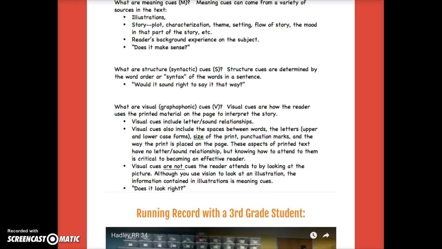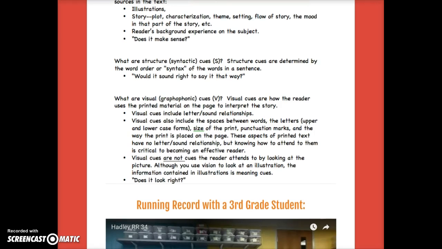And when we're talking about V, that's the visual cues. And visual cues are how the reader uses the printed material to interpret the story. And when we're talking about visual cues, that includes the letter and sound relationships, the spaces between words, the size of the print, punctuation, the way the print is placed on the page. And these aspects of the printed text have no letter or sound relationship, but knowing how to attend to them is critical in becoming an effective reader.